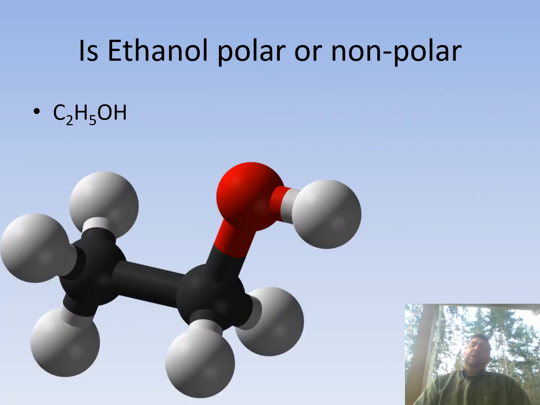Okay, so take a look at this molecule here. This is ethanol. Ethanol is C2H5OH. And I want you to think about this. Is this molecule polar or nonpolar? Now the black is carbon, the white is hydrogen, and the red is oxygen. So look at that molecule, and is it a polar molecule or a nonpolar molecule?